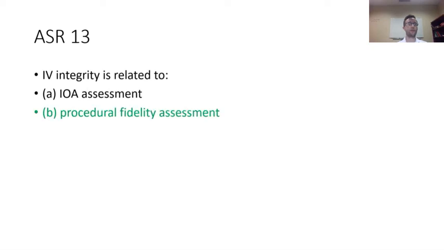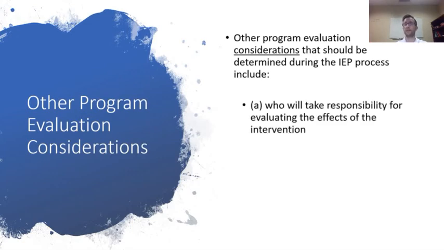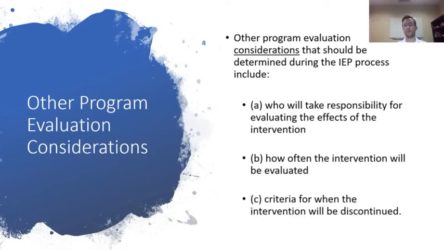All right, I'll close the poll. The answer is B, procedural fidelity assessment. Now there are a few other program evaluation considerations which should be determined during the IEP process, and they include A, who will take responsibility for evaluating the effects of the intervention, B, how often the intervention will be evaluated, and C, criteria for when the intervention will be discontinued.